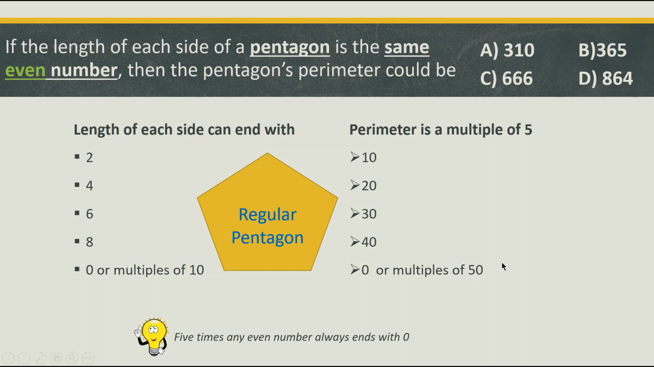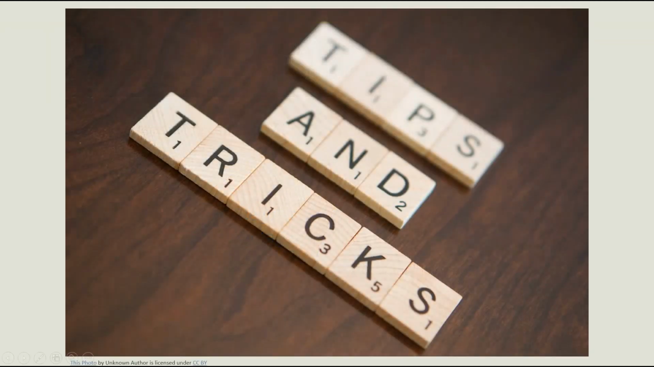Now if you look at the choices, the only number that ends with 0 is 310. So the perimeter of the pentagon that they are referring to here must be 310. So with that, we are able to solve what if it is an even number.